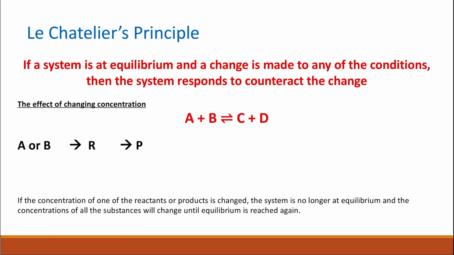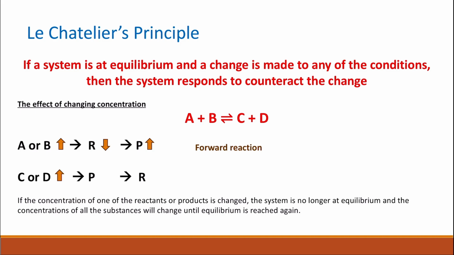So if the concentration of the reactants like A or B is increased, then the system will respond by trying to decrease the concentration of the reactants, and thus the concentration of the product will increase, because that will force the reaction to go in the forward direction. So the rate of the forward reaction will increase and more product will be produced until equilibrium is reached again.